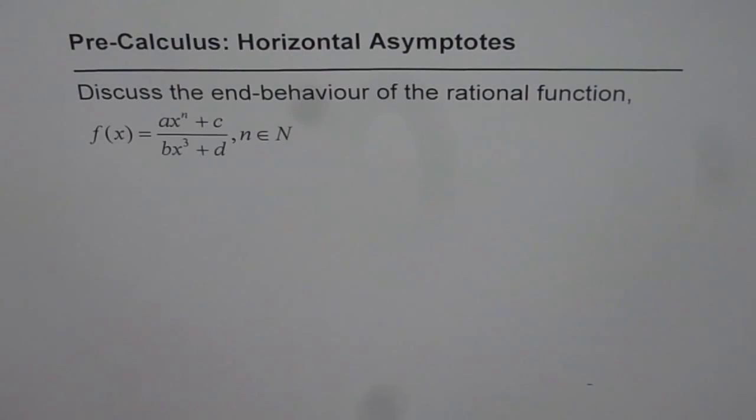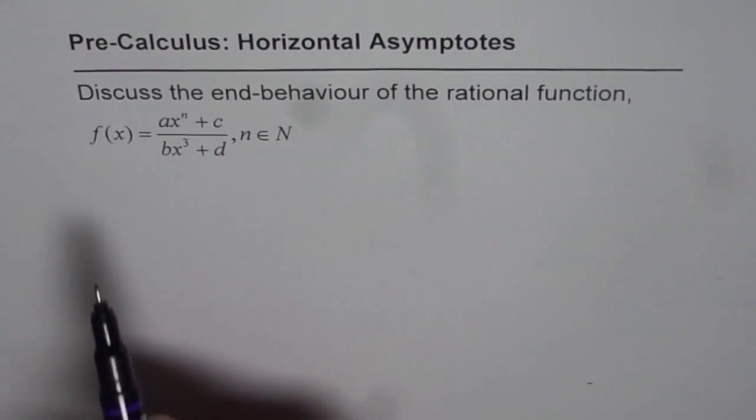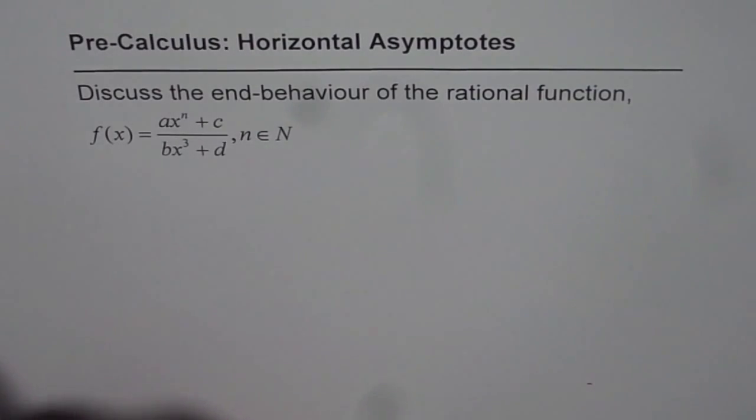The question here is, discuss the end behavior of the rational function f of x equals a times x to the power of n plus c, divided by b x cubed plus d, where n belongs to the set of natural numbers. So I've taken a very general question so that we can broadly discuss this and understand. I know most of you know about it, but it will be a good review.